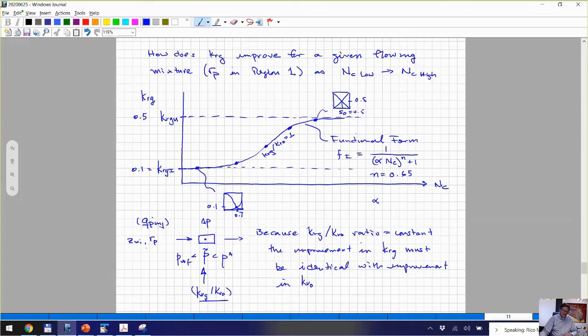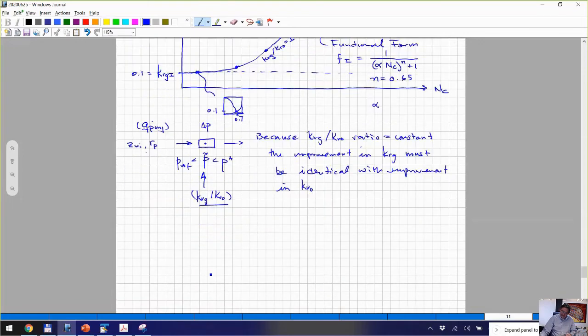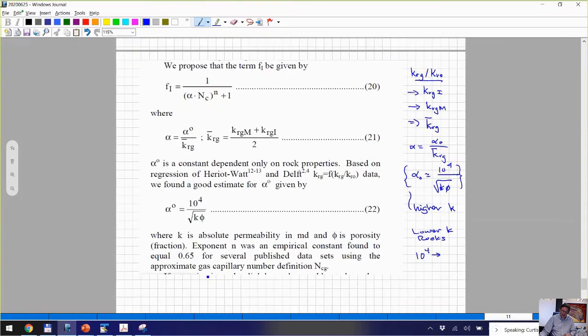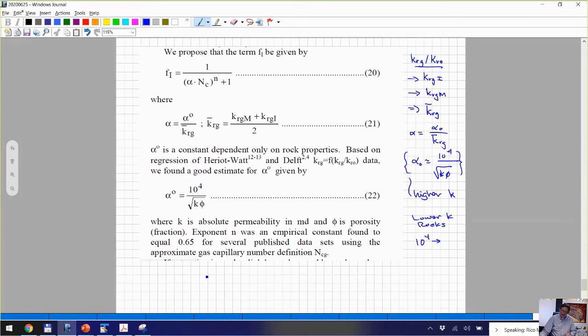Yes, I have 3 questions here. If you can move to the equations. Is average KRG evaluated for every ratio of KRG over KRO? Yeah, so alpha is constantly changing. Exactly.